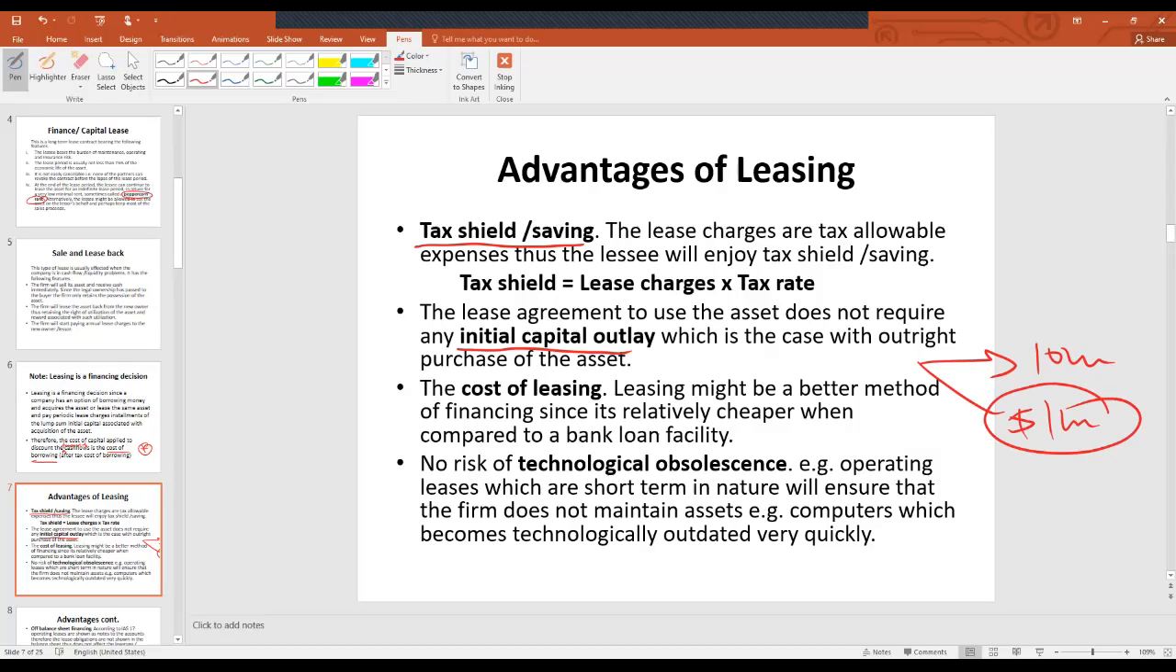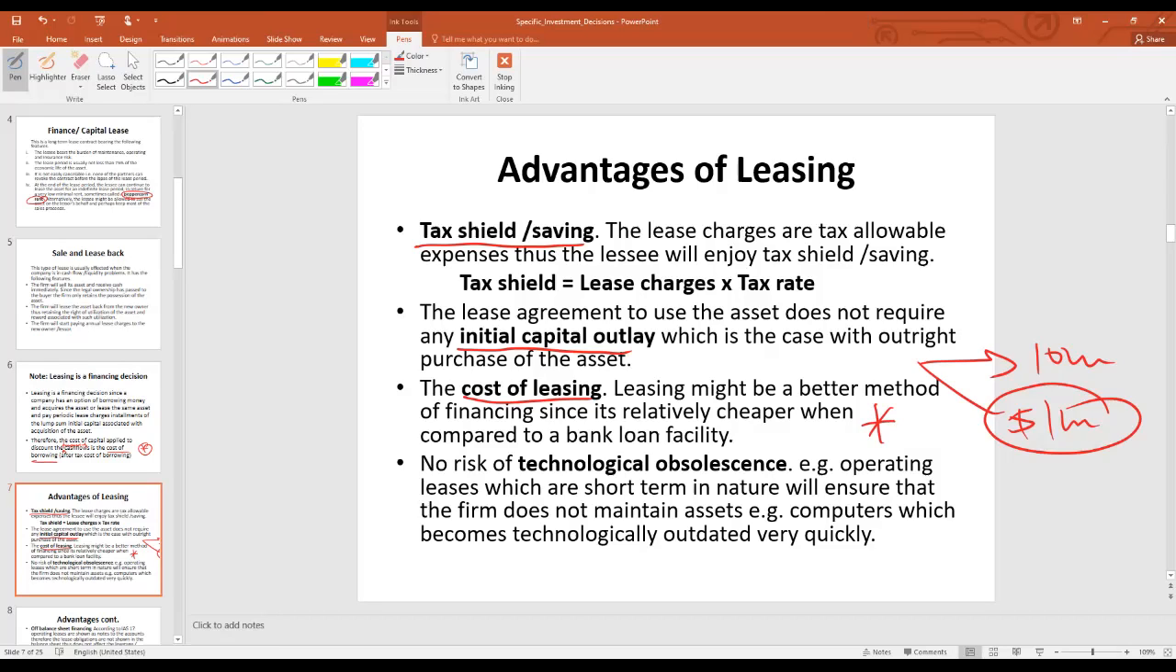Therefore, you can access the asset without having all the money upfront, at year zero, at the initial point. Then the cost of leasing could be cheaper. It is not always the case, but it could be, so this is a bit debatable. It could be cheaper when it comes to leasing as opposed to taking out the finance option, an outright acquisition of the asset.